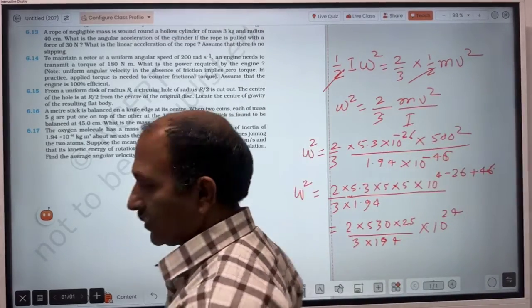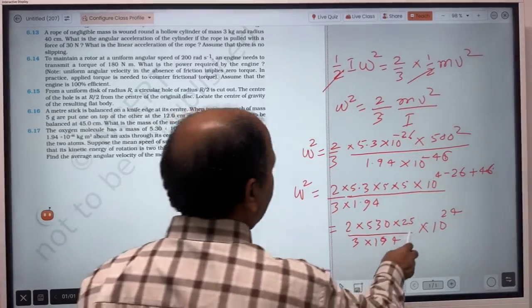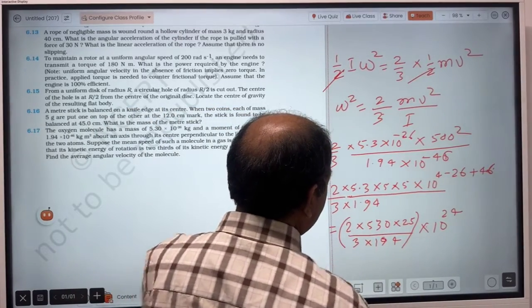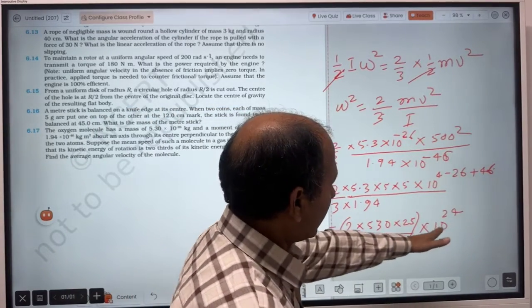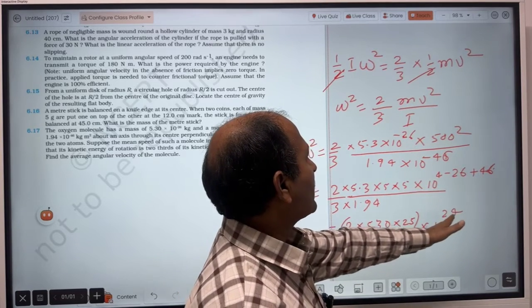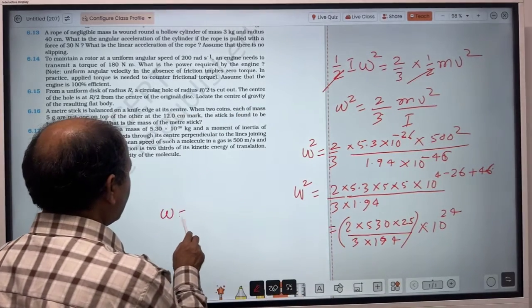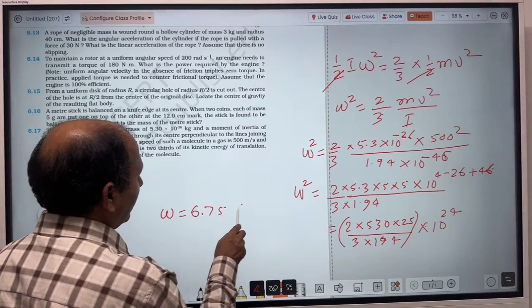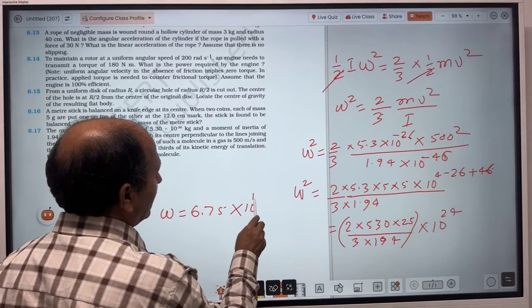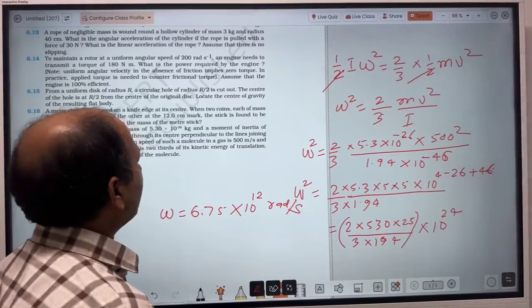Now you can find the square root. Just evaluate it, find its square root, and here it is very obvious, 10 power 24, so square root means just the power will get halved. So omega will be 6.75 into 10 to the power 12 radian per second.